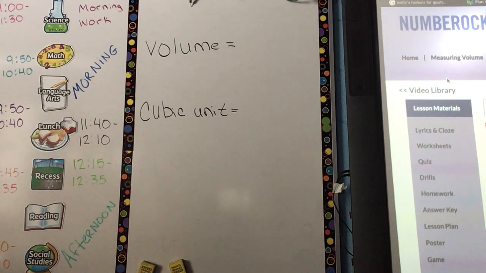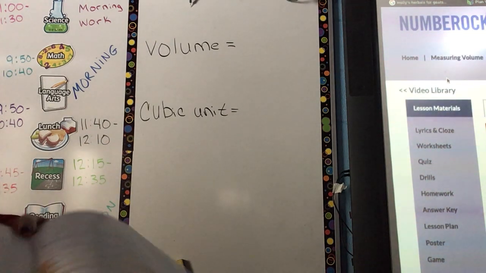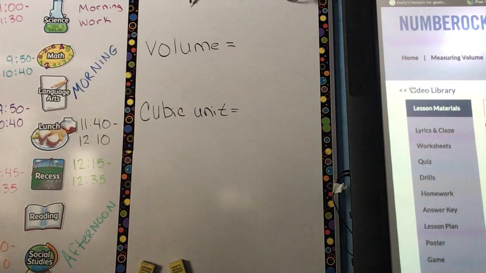Raise your hand and tell me volume. What does that word mean? Charlie? Amount of things. Amount of space in a 3D object. So amount of space in a 3D object. What else? Mimi? Amount of space that the substance or objects occupies.